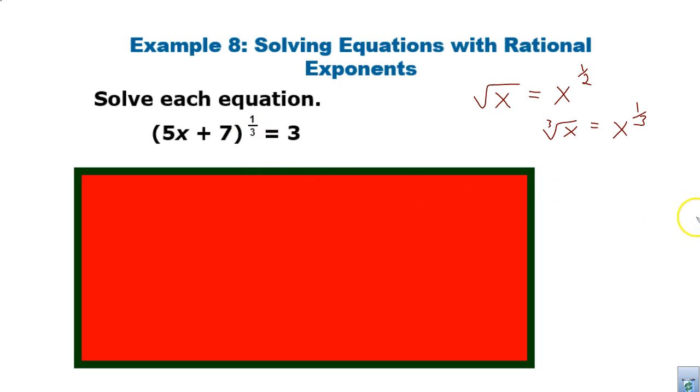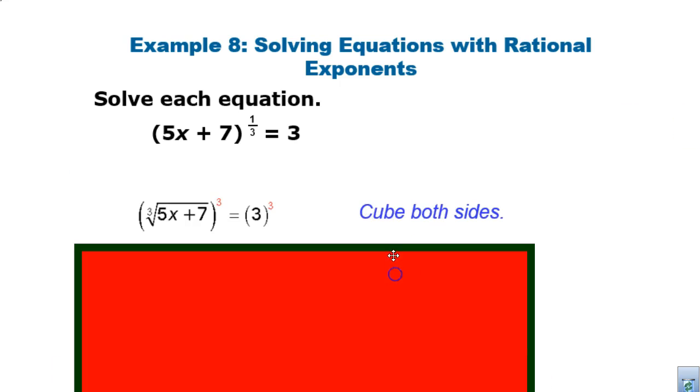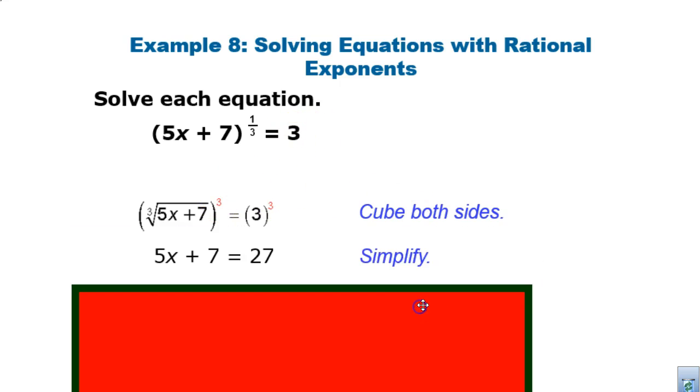Right? So we're going to solve it exactly like we would a cubed root. We're going to raise both sides to the power of the index. Well, in this case, that's raising both sides to the denominator of the 1/3. So the cubed root of 5x plus 7 is going to be raised to the 3rd power, and 3 is going to be raised to the 3rd power. You have to cube both sides.